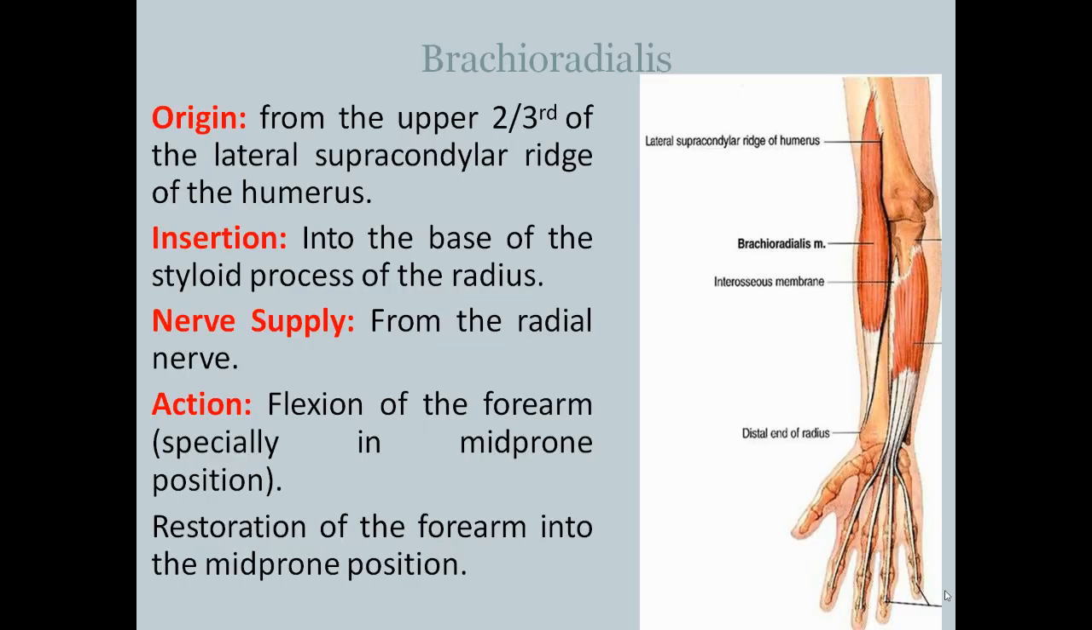Now we will see the brachioradialis muscle. The origin of the brachioradialis is from the upper two-thirds of the lateral supracondylar ridge of the humerus, and it will insert into the base of the styloid process of the radius. The nerve supply is the radial nerve, and the action is flexion of the forearm and restoration of the forearm into the mid-prone position. So this is all about the brachioradialis muscle.